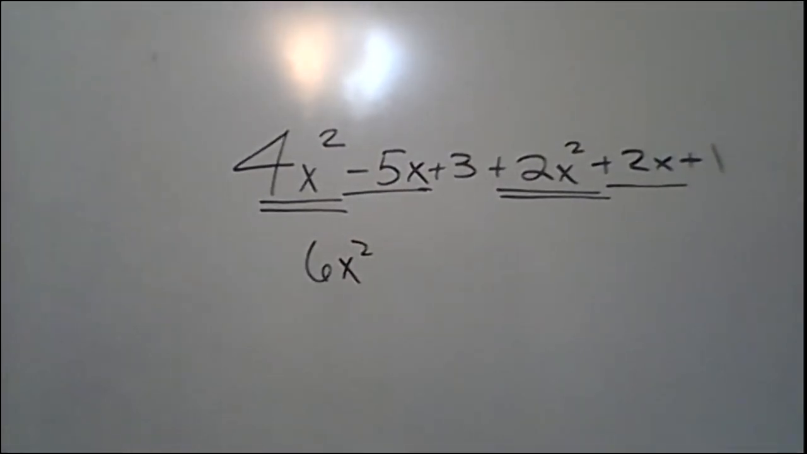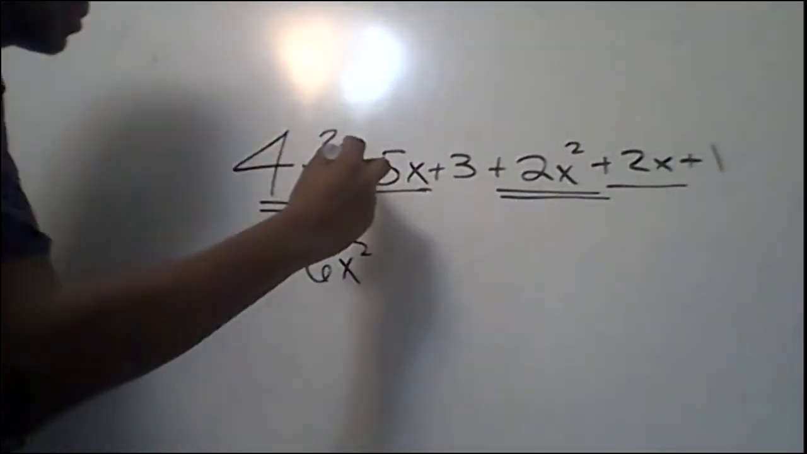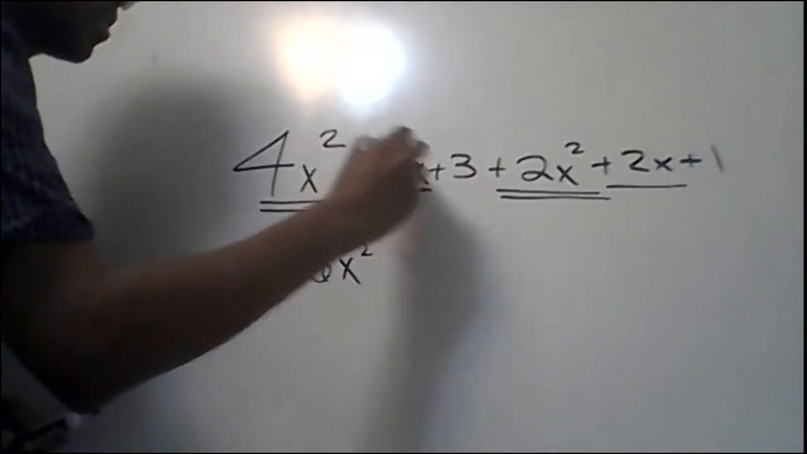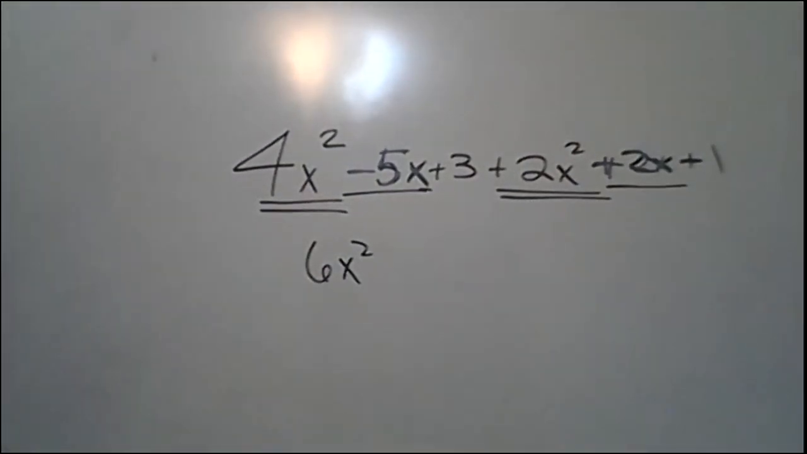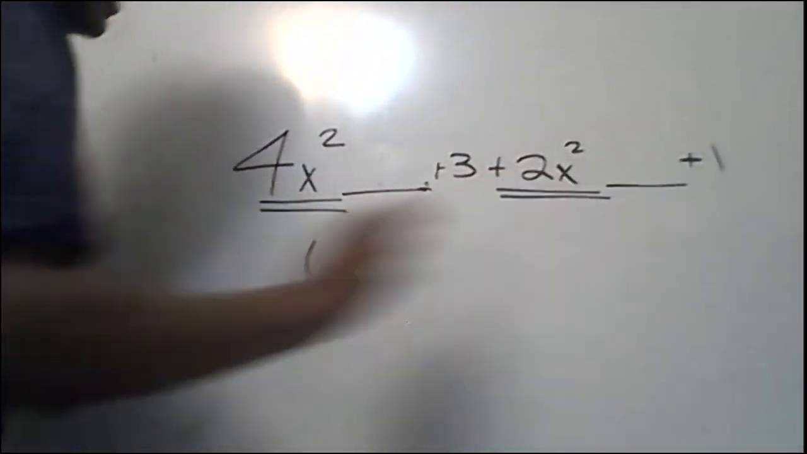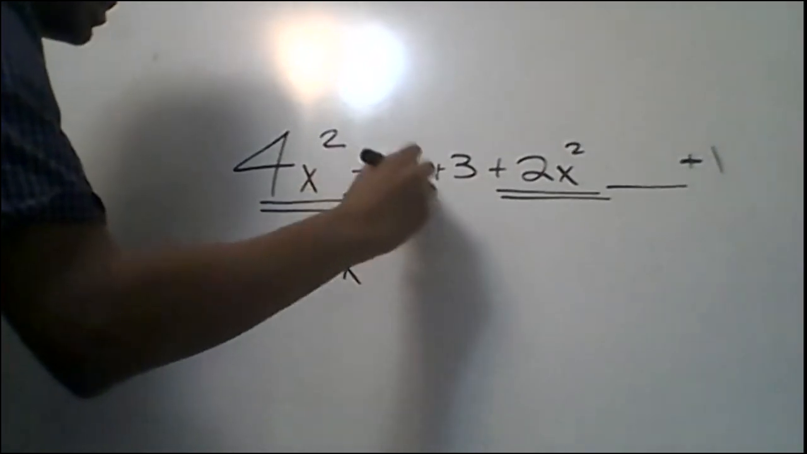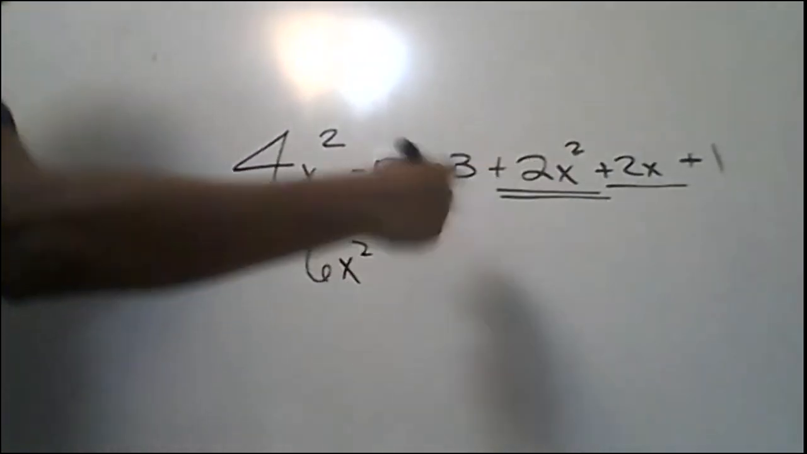Notice I'm underlining my like terms. The reason I'm doing that is so I can keep things organized. I don't have to go back and remember what goes with what. You can also color code them. If you like shading and coloring things, you can color code them. You can box them, circle them, stuff like that. There's all kinds of stuff you can do to differentiate.